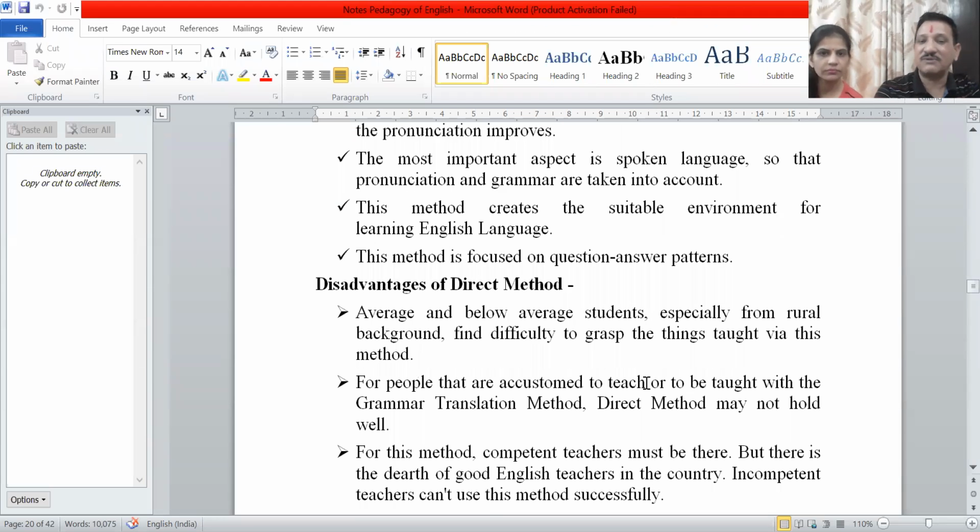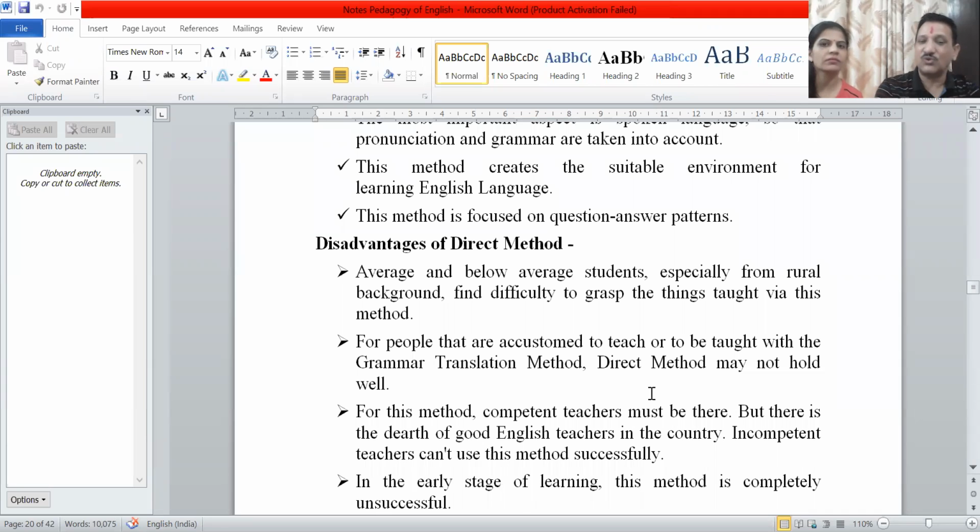Now, the disadvantages of the direct method. There are so many advantages, but some disadvantages also. Average and below average students, especially from a rural background, find it difficult to grasp the things taught via this method. The students who are living in rural areas, if they do not have command over English, will be unable to understand what the teacher is going to tell.